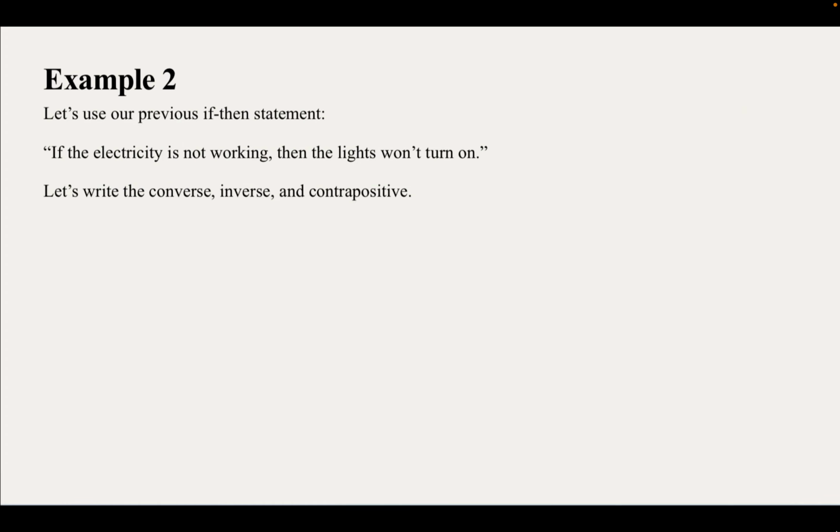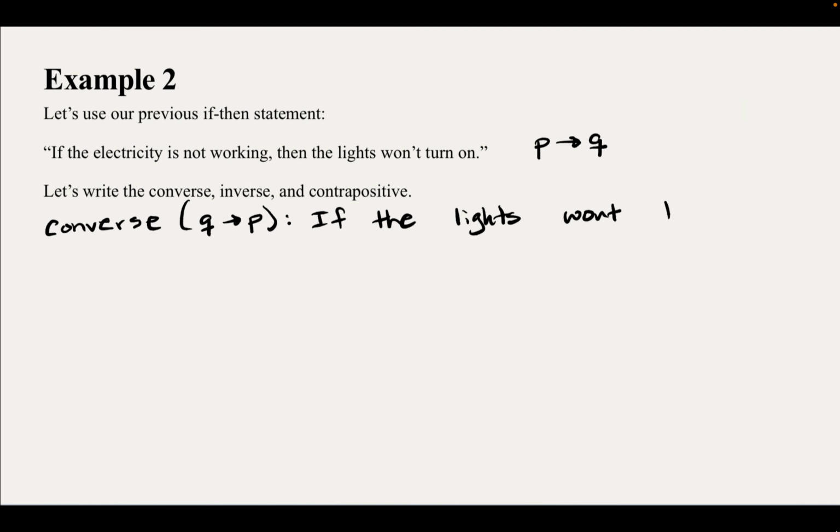We're going to write the converse, the inverse, and the contrapositive. So our regular statement was if P, then Q. The converse is going in the opposite direction. So the converse is if Q, then P. I'm essentially switching the hypothesis and the conclusion. I would say if the lights won't turn on, then the electricity is not working.